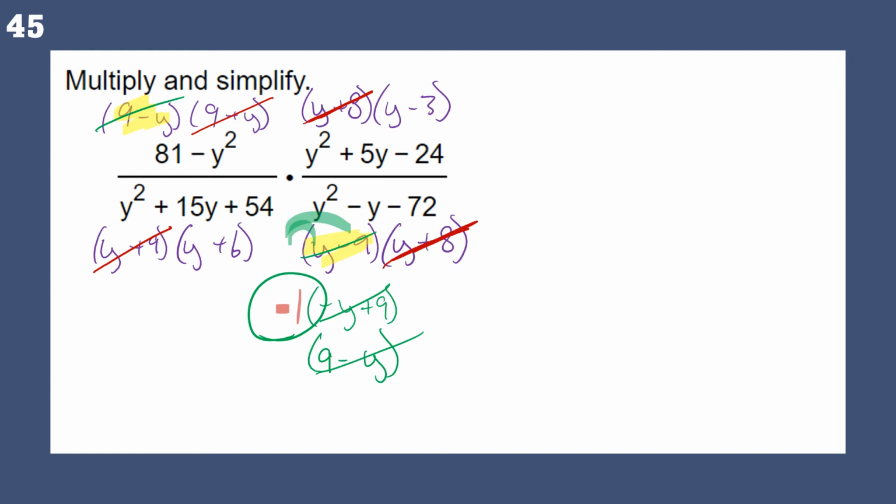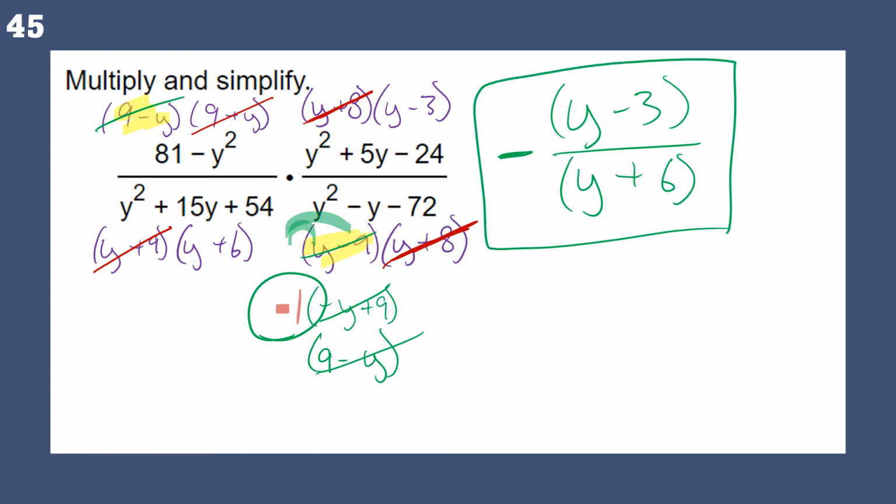So I'm going to go ahead and just look at what I have left. I have a y minus 3 on top. I have a y plus 6 on bottom. And then lastly, I have a negative 1. I'm just going to put it in front. I'm going to put a negative in front and be done.